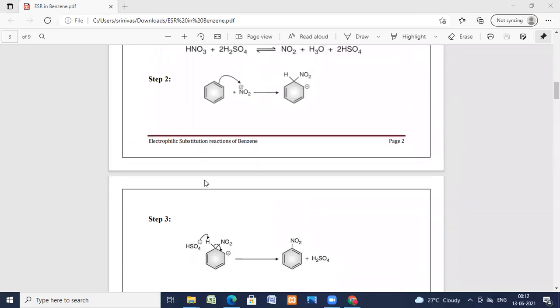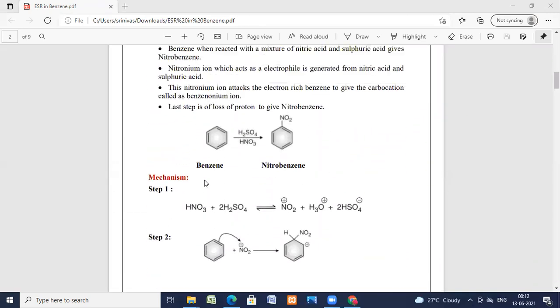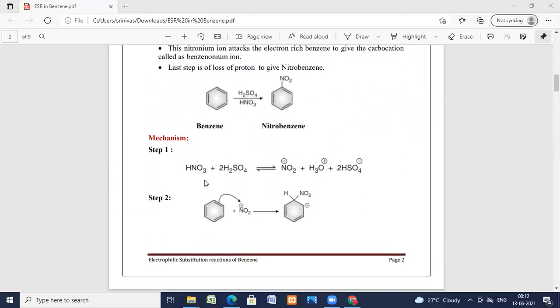But here there is resonance structure. Once the carbonium ion is formed, the positive charge, the electrons are shifted to this carbon. The pi electrons shift towards this carbon. Here it gets a minus charge, minus plus you get the double bond, and the carbocation, the positive charge, shifts to the bottom.